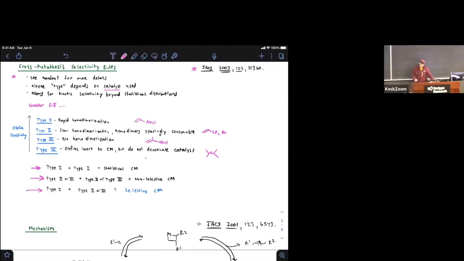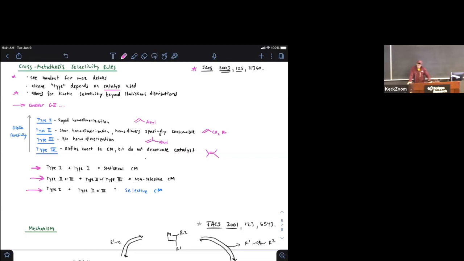This cross metathesis selectivity rules paper allows for kinetic selectivity beyond getting statistical distribution. So if you're happy with statistical distribution, then that's fine. And even if you're at the mercy of statistical distribution, you can still help yourself by loading up on whatever the cheapest coupling partner is to try to drive your yield up. But let's consider the olefin, just for the purposes of illustration, with the G2 standard catalyst.